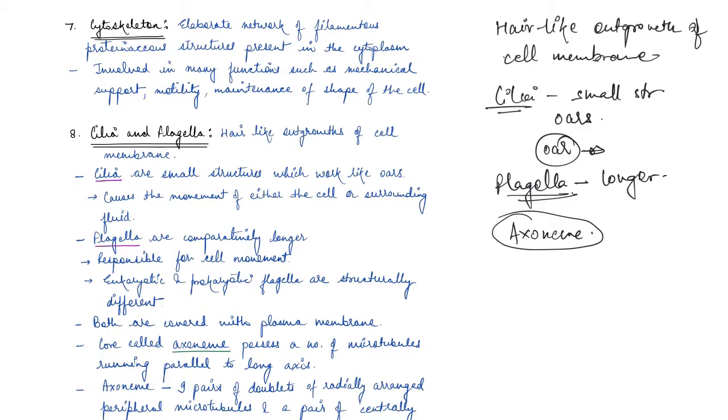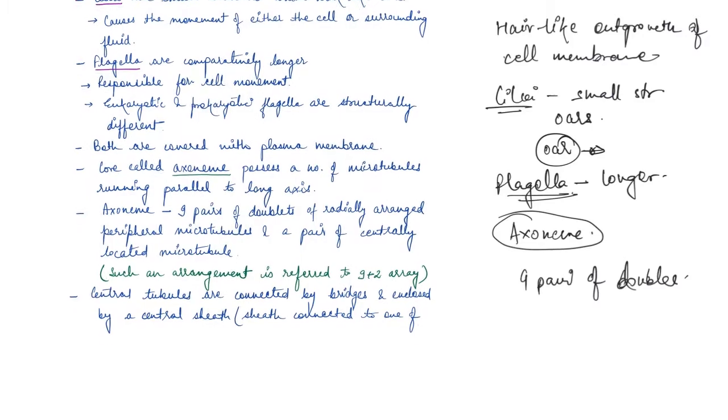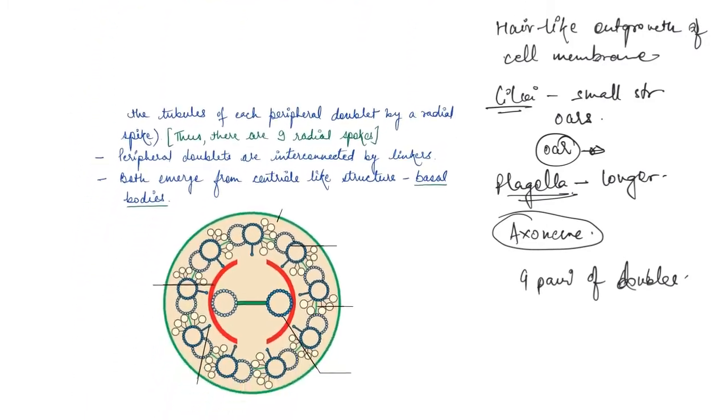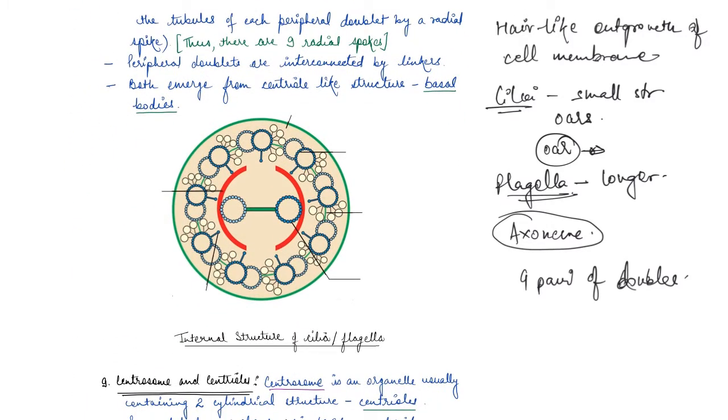So this axoneme usually has 9 pairs of doublets, so in total 18. They have 9 pairs of doublets of radially arranged peripheral microtubules and then a pair of centrally located microtubules. I'll show you the same in this diagram as well. This is the internal structure of a cilia and flagella.